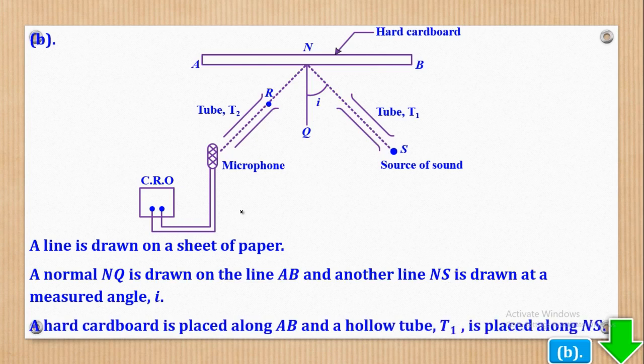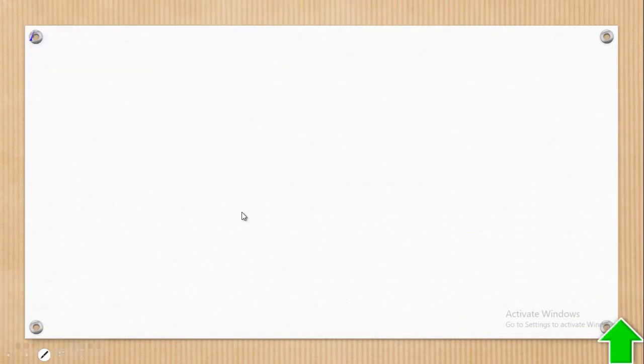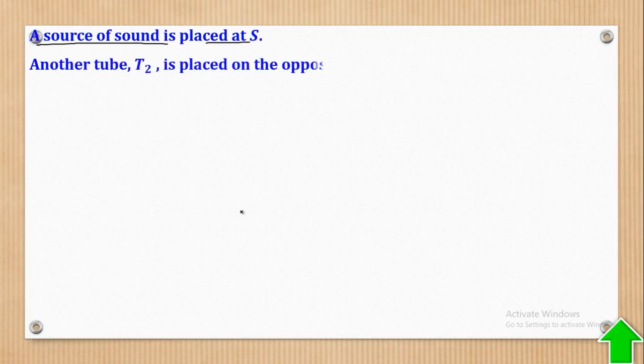A hard cardboard is placed along AB. This is the hard cardboard placed along the line AB, and a hollow tube T1, this is a hollow tube T1, is placed along line NS, as you can see it there. So that is the mark for this slide. Another would come as that a source of sound is placed at S. Another tube T2 is placed on the opposite side of N2 facing point N.